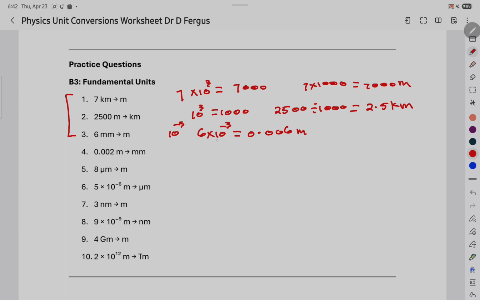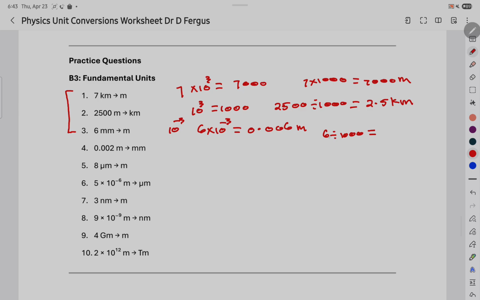Or we can also work it out this way. We're moving from a smaller to a larger unit. We can simply just divide by 1,000, because this is essentially what we're doing. It's 10 to the minus 3. So 6 divided by 1,000 is equal to, you shift the decimal place 3 times, that's 1, that's 2, and that's 3. So you have 2 zeros in front. 0.006 meters. Okay, so that's basically it.